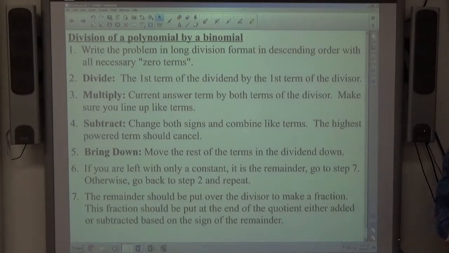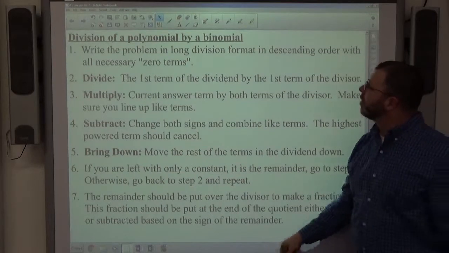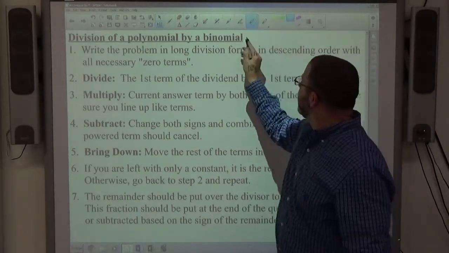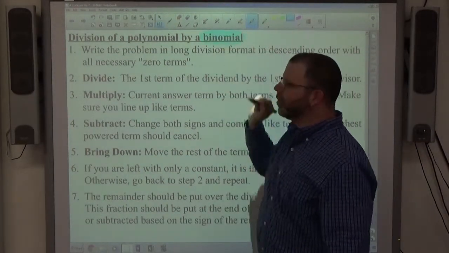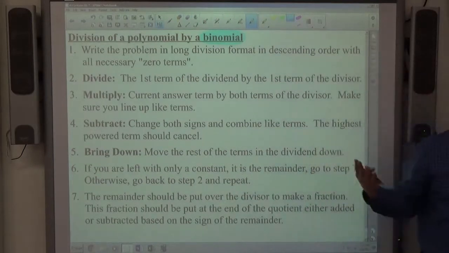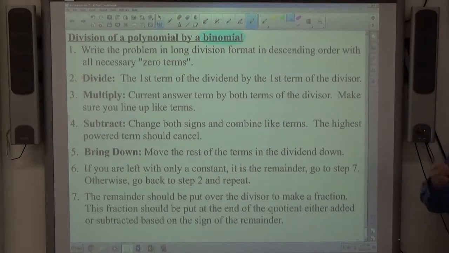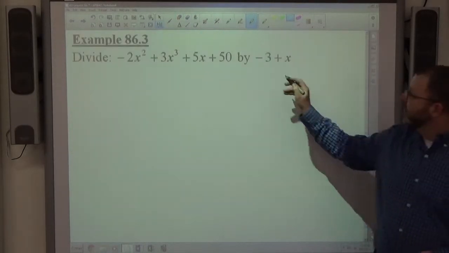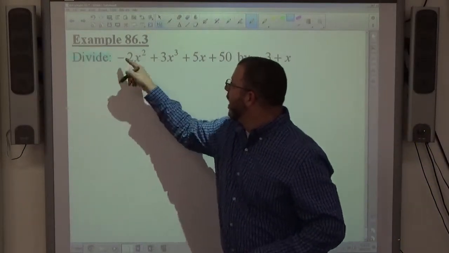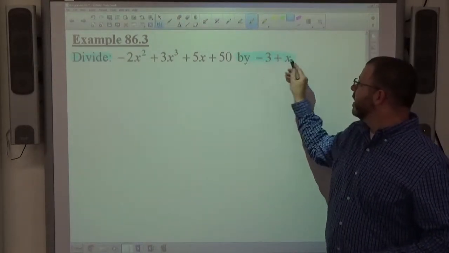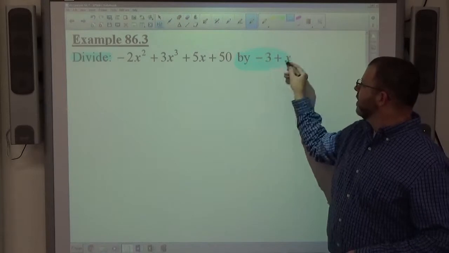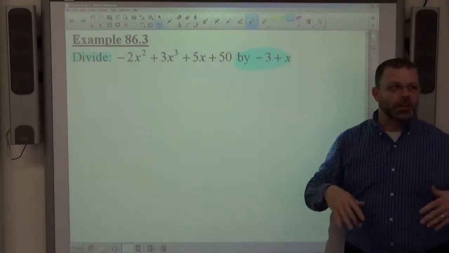All right, today, the next two examples, we're going to divide a polynomial by a binomial. And if you recall from initially in the year when we were dealing with polynomials, a polynomial is an algebraic expression with multiple terms, two or more terms, but a binomial specifically has exactly two terms. So, take a look, divide whatever by negative 3 plus x. Negative 3 plus x is two terms, that's a binomial.